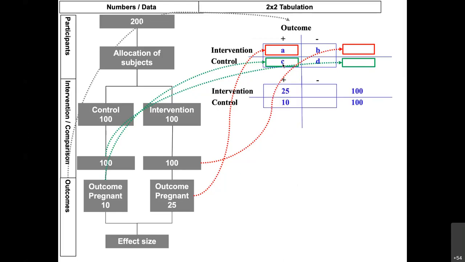Here we have the table from this hypothetical study we are talking about. You can also see that when we talk about participants, this information is contained over here. The total of the two groups, presented somewhere around here as 200, is your participants.